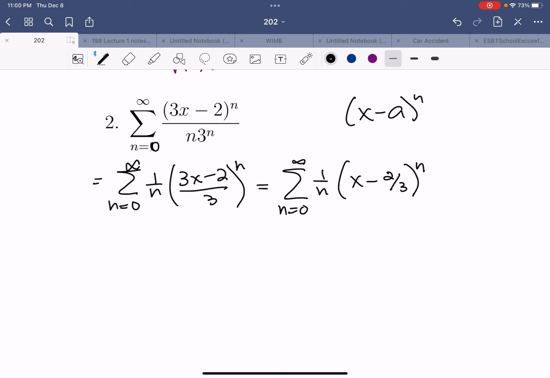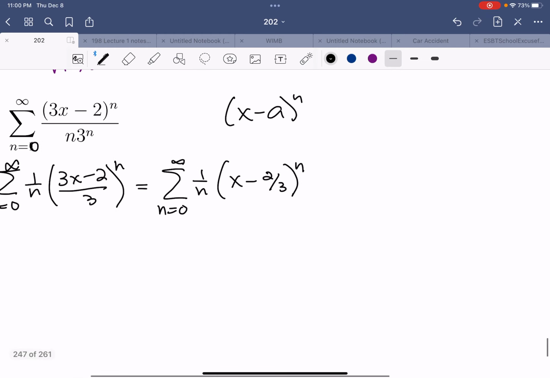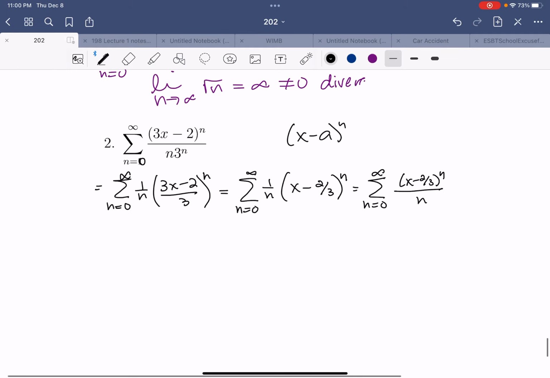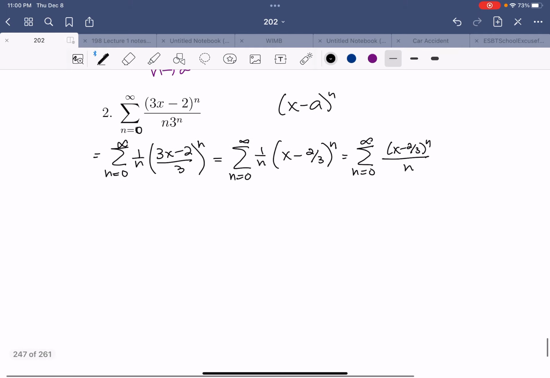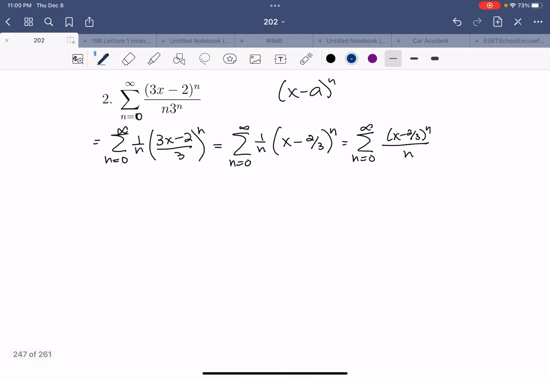And now what I have, and I can write this back, is the sum of (x minus 2/3) to the n all over n. So now I have a power series that's centered at 2/3, and I can determine its radius and interval of convergence. So that means the next step is to go ahead and use the ratio test.